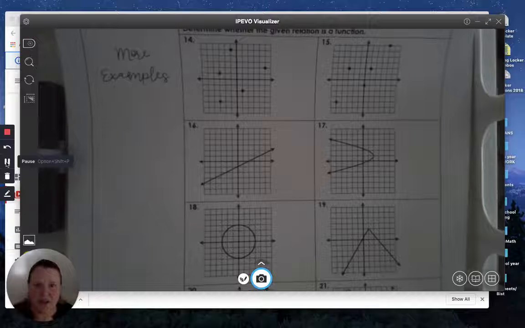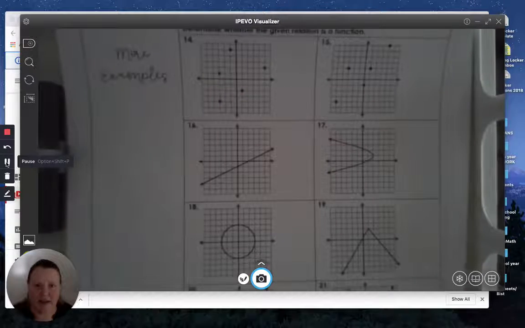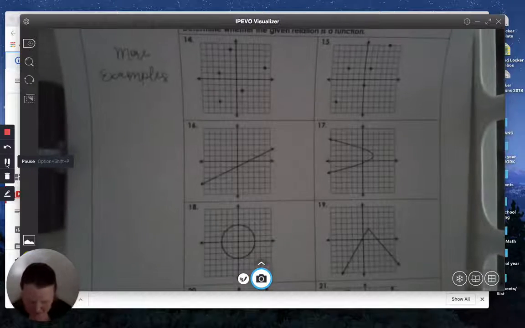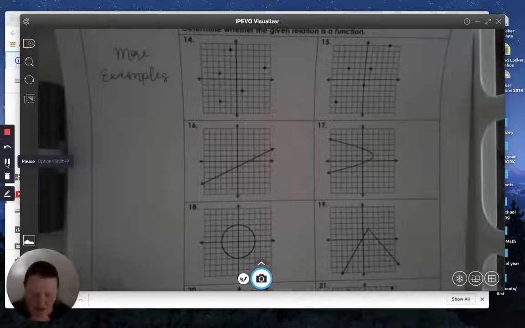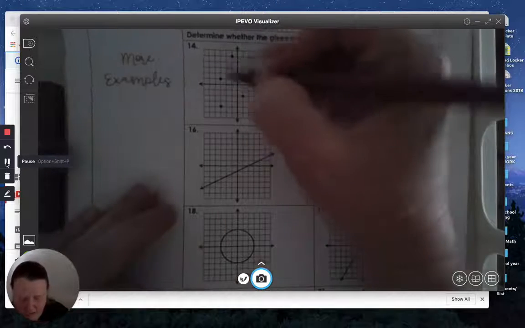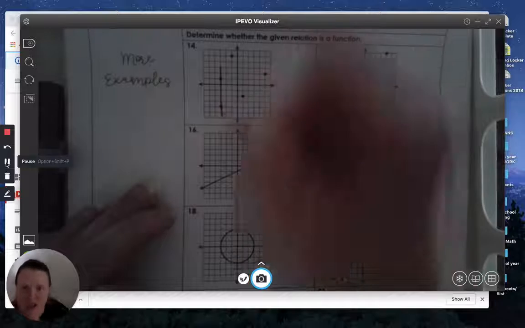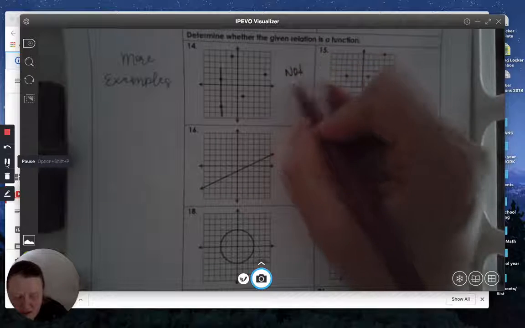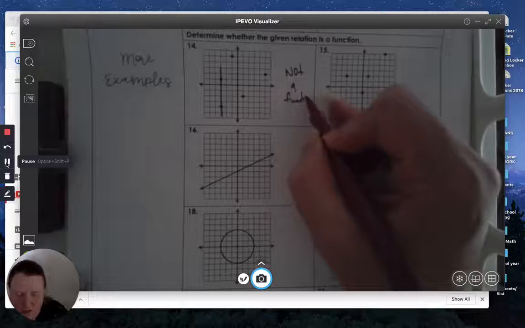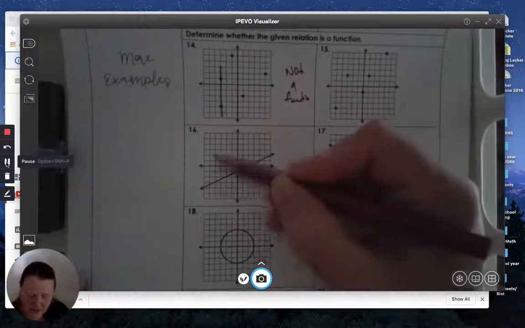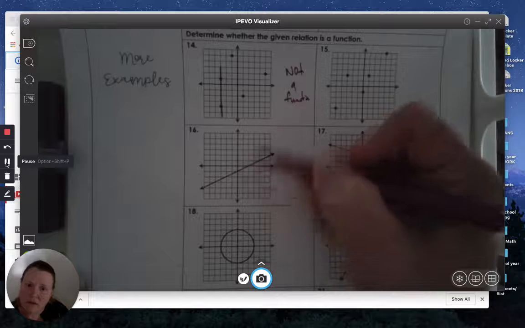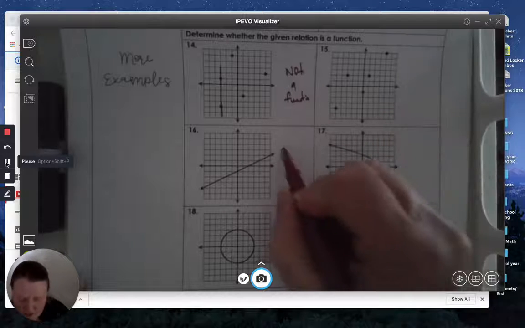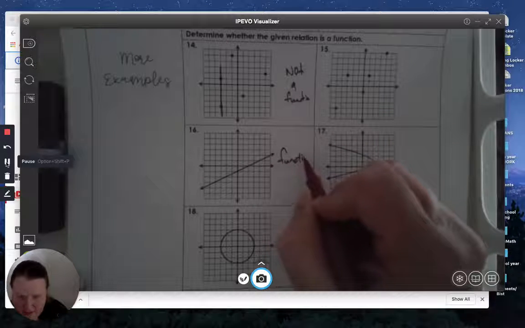The first ones that we're going to talk about on our practice page are the ones that I would do the vertical line test on. So if I were to take a vertical line and draw a line right here, can you see how it touches 2? So this one is not a function. But if I draw lines this way, this one is clearly a function because it only touches in one place.